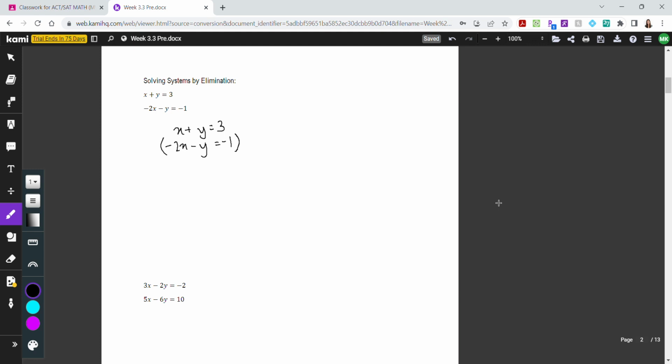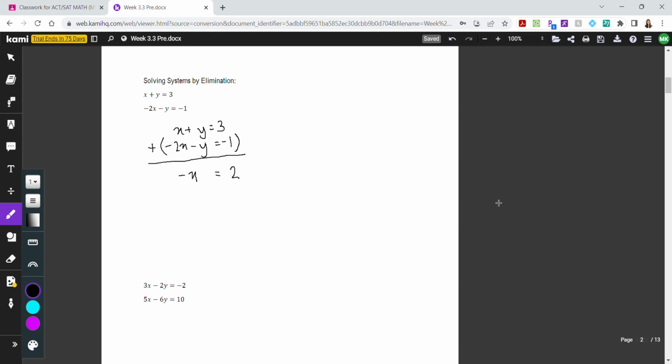Now, if you look, you have positive y and negative y. We want to get rid of this. Because they have different signs, we are going to add the equations together. You'll see in a second why. So you have x plus -2x, which is going to give us -x. y plus -y is going to give us 0. 3 plus -1 is going to give us 2.